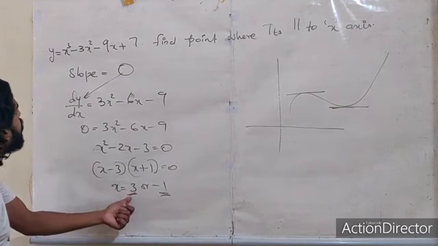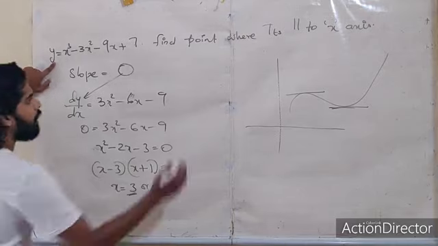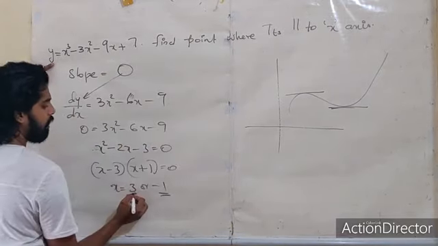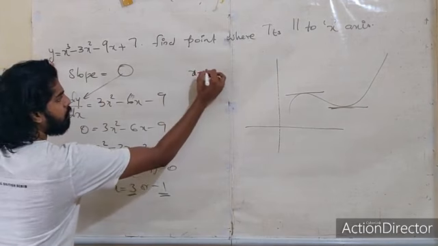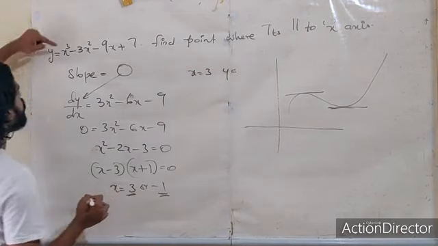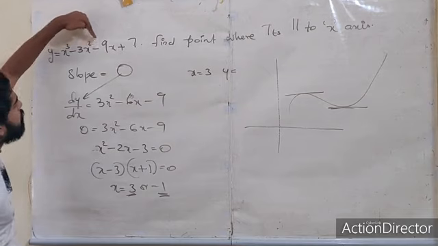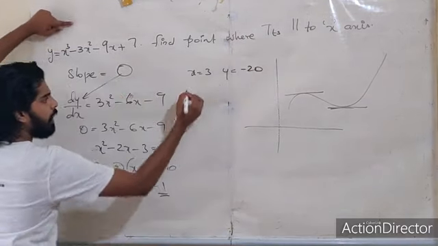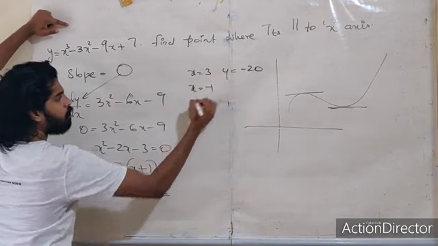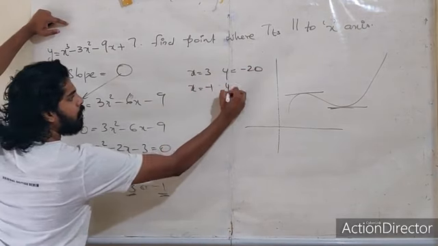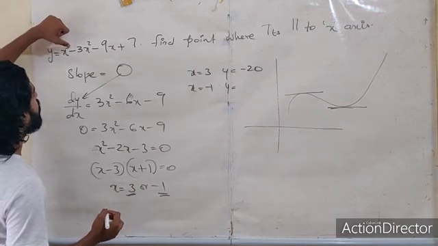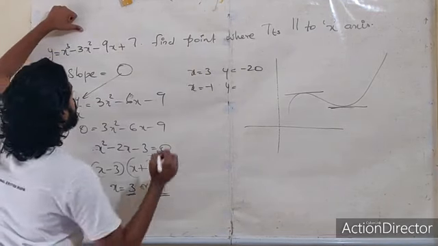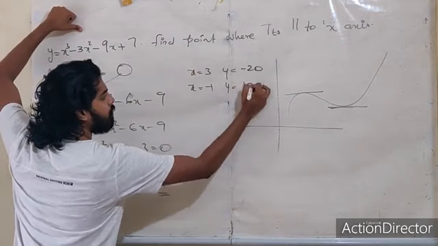So we need to find the y coordinate. So we have y equal to x cube minus 3x square minus 9x plus 7. If x equal to 3, then y will be equal to 3 cube minus 3 into 3 square minus 9 into 3 plus 7, which will be equal to negative 20. And if x is equal to minus 1, y is equal to minus 1 cube minus 3 into 1 plus 9 plus 7, which will be equal to 12.